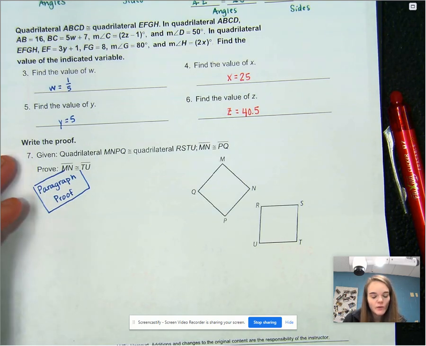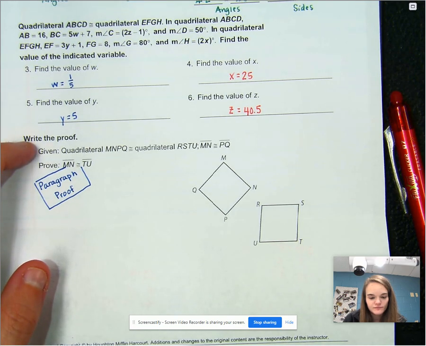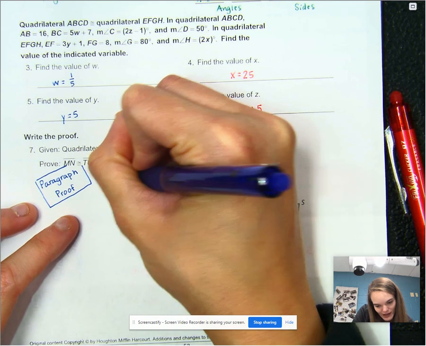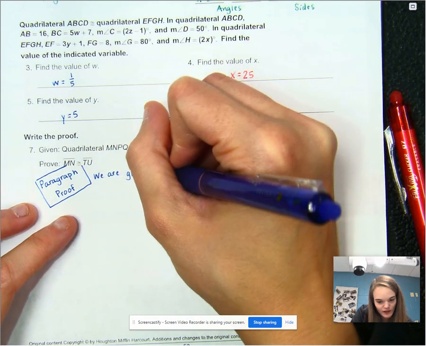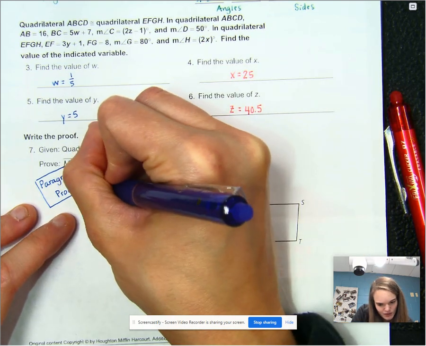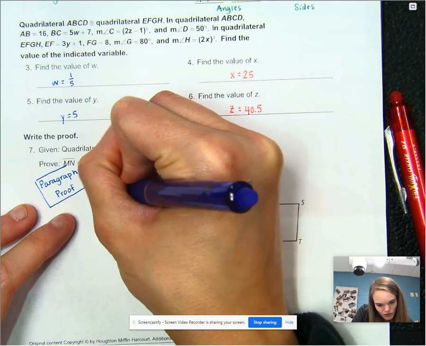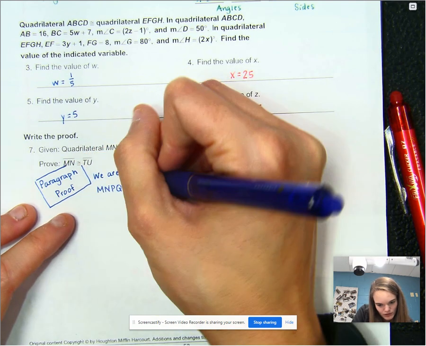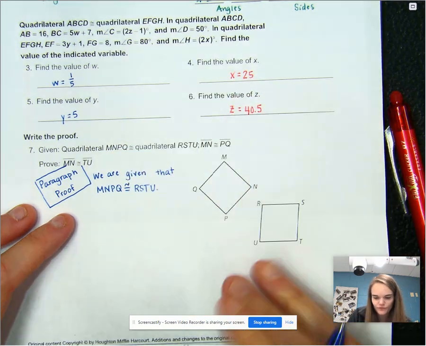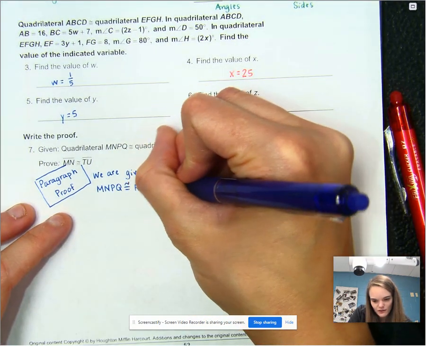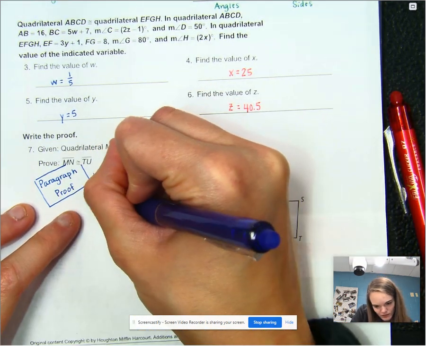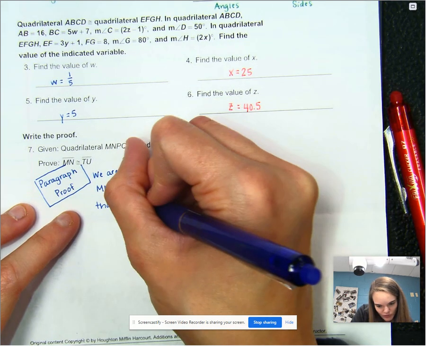All right, so we always start with what we are given. We are given, you have to tell them what you were given. I know you think that's crazy, but you have to. We are given that MNPQ is congruent to RSTU. And that MN is congruent to PQ.